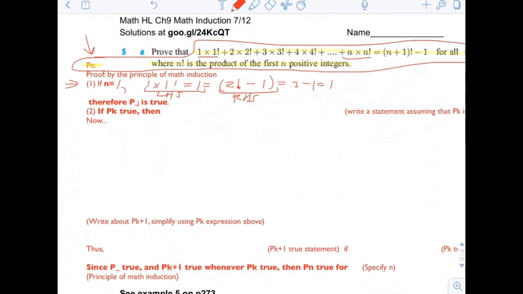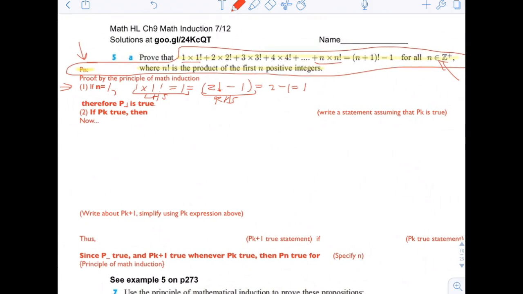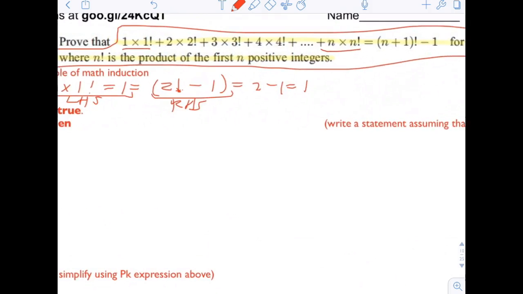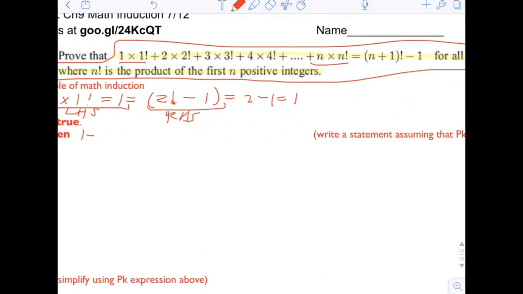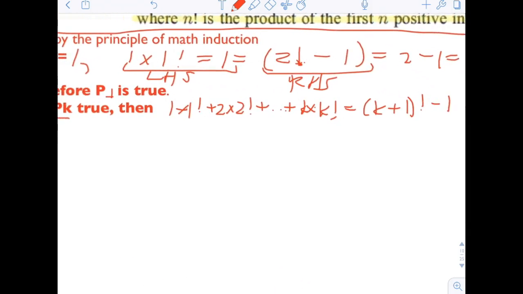Let's go to the step case. For the step case, we are going to assume that P subscript k is true, and see what we can say if we assume that. If P subscript k is true, then the left-hand side is 1 times 1 factorial plus 2 times 2 factorial plus dot, dot, dot, and then the last term is k times k factorial. And that is equal to, because we're assuming it's true, k plus 1 factorial minus 1.